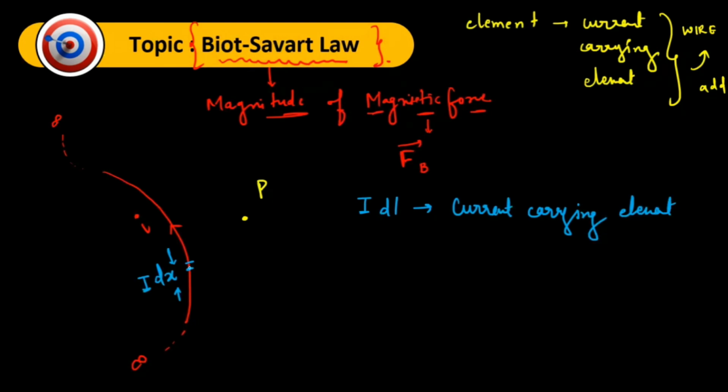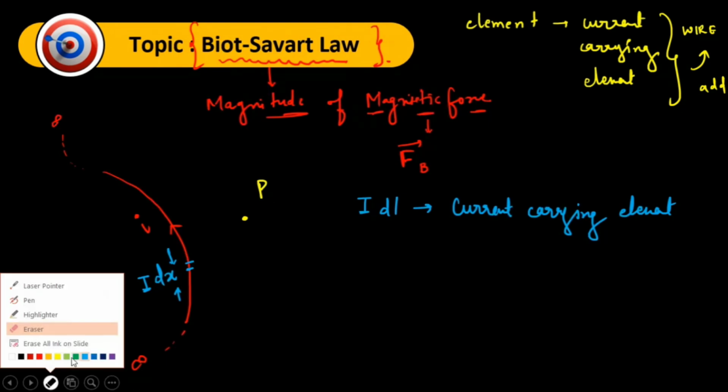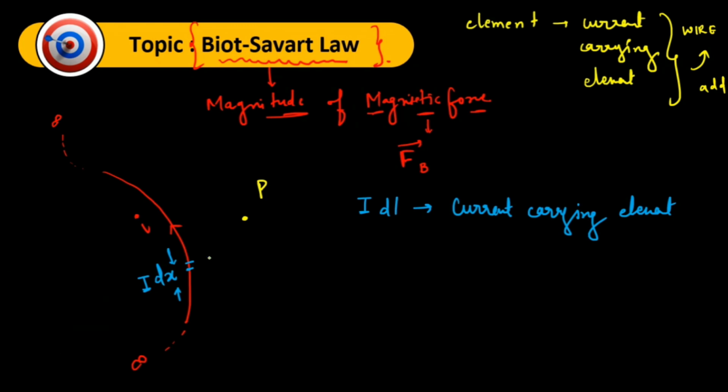Also, this current carrying element is a certain distance away from that point. So we will name that distance as r, and to be precise, it should be r vector. Sometimes it is also represented as a position vector. So that is also something you need to understand.